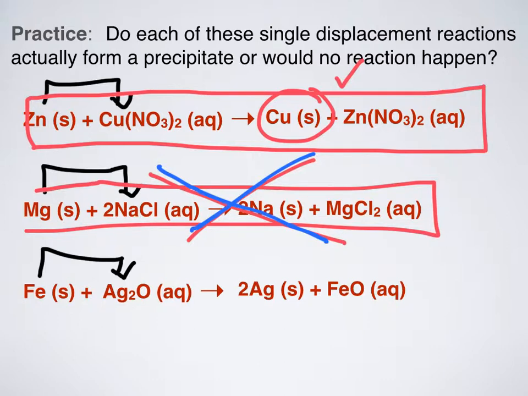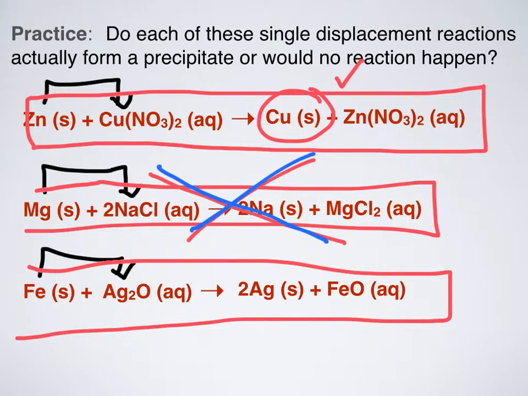Next up, I have iron and I have silver oxide. So take a look. Iron is higher, silver is lower, so this reaction is allowed. If I did this, I would see silver metal coming out of my solution.